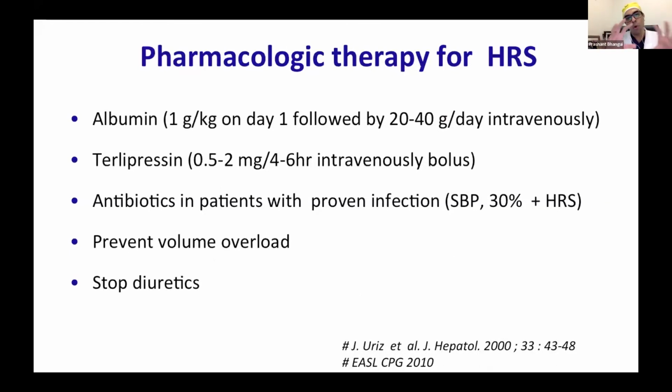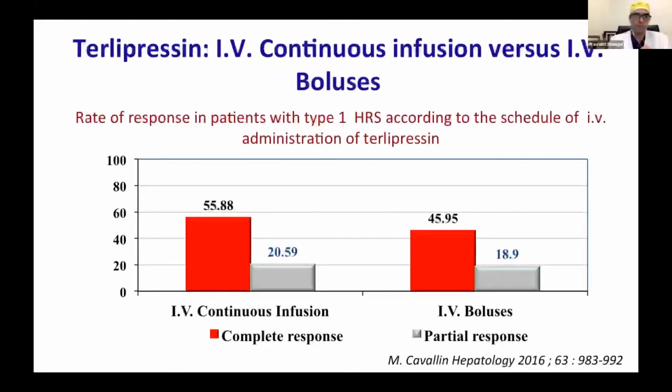So if you look at it overall, albumin 1 gram per kg per day on day 1, followed by 20 to 40 grams per day IV. Terlipressin 0.5 to 2 milligram every 4th or 6th hourly as an IV bolus, and I'll come to the continuous infusion a little bit later. Antibiotics in patients with proven infection, because remember, patients with SBP, 30% of them would develop HRS, and then the treatment would be treating them with albumin and terlipressin, which is the treatment of HRS, plus treating the SBP. You need to prevent volume overload in these patients, and of course, you need to stop diuretics.